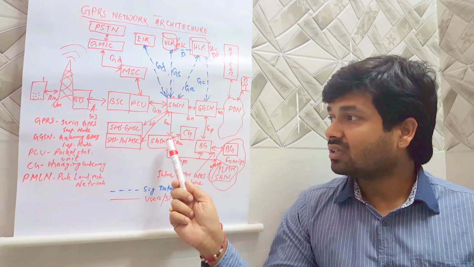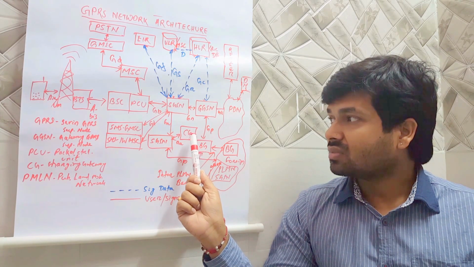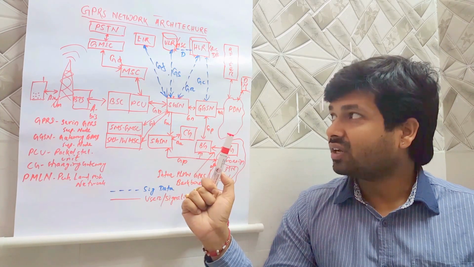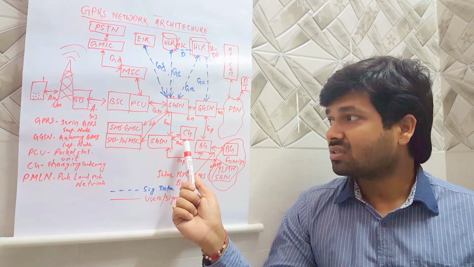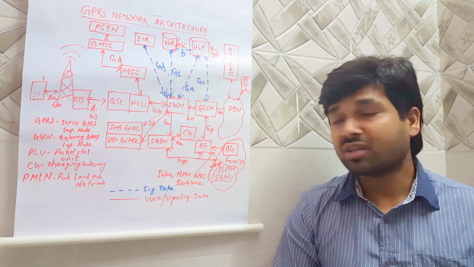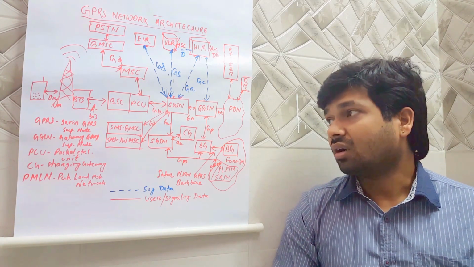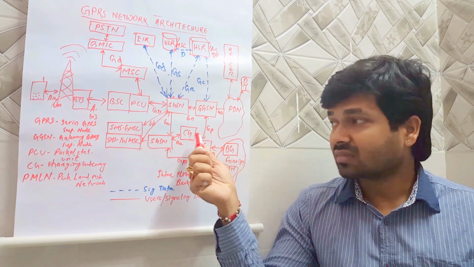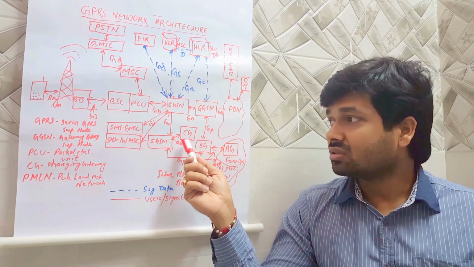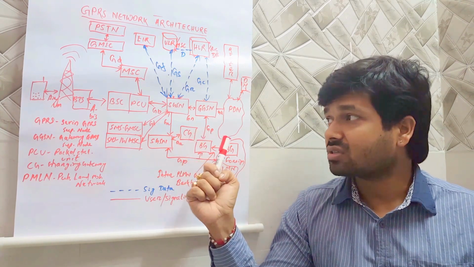Then from the SGSN we have the CG or the charging gateway. That interface is called the Ga interface. The charging gateway is again very important. All the charging related functions of the data network of the GSM or the advanced GSM lie with the charging gateway. So the charging gateway to SGSN interface is called the Ga interface.